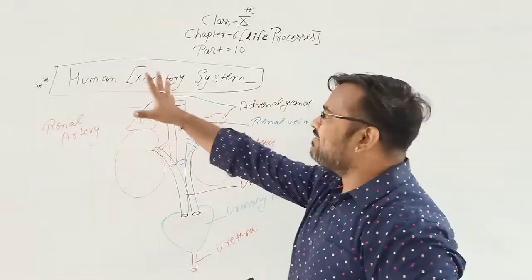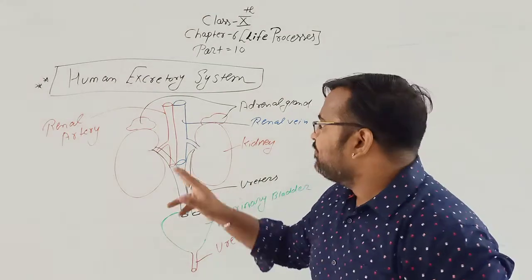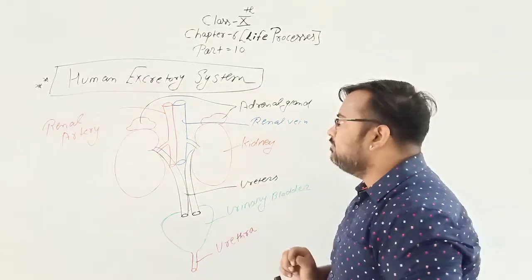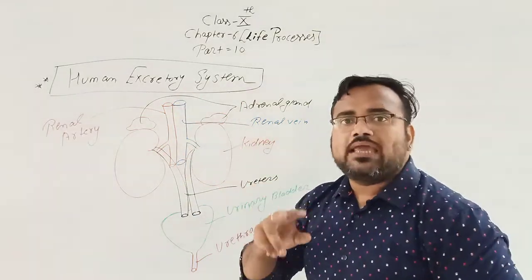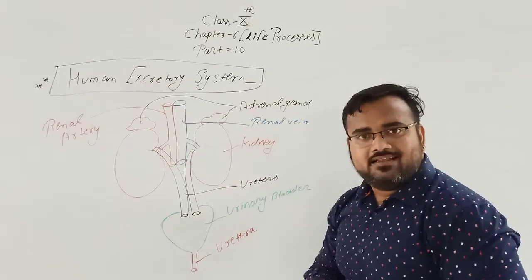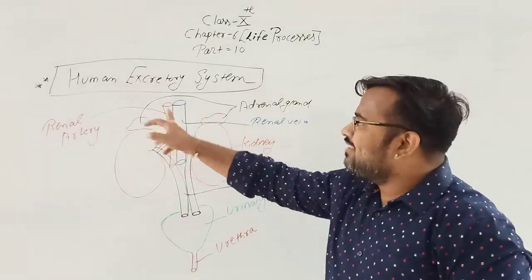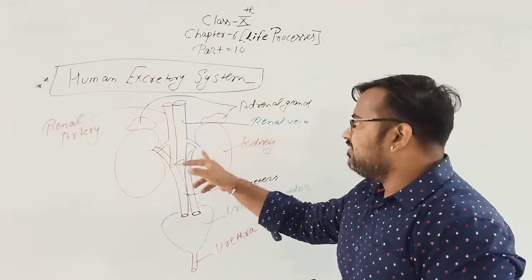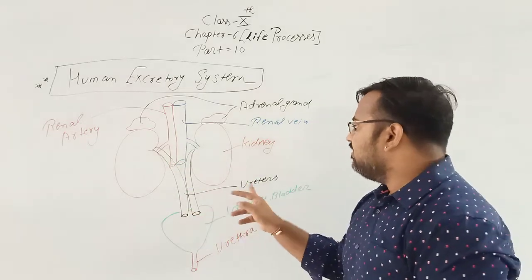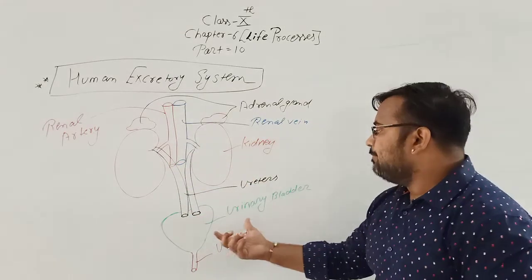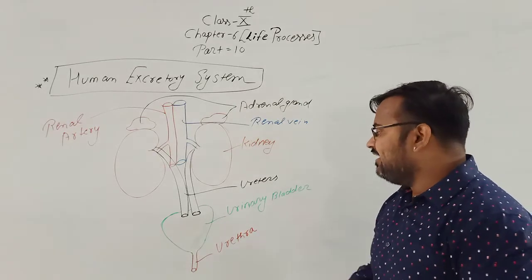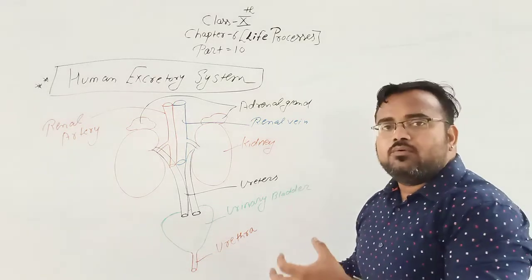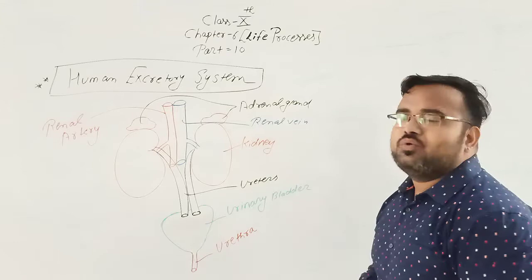Now the human excretory system contains the following parts. First, a pair of kidneys, bean-shaped structures, 2 in number. Above the kidney there are two cap-like structures known as adrenal glands. This red color tube is known as renal artery. This blue color tube is known as renal vein. The two pipelines released from the kidney are known as ureters, tube-like structures. The bag-like structure is known as urinary bladder, and finally the structure which opens outside from the urinary bladder is known as urethra.